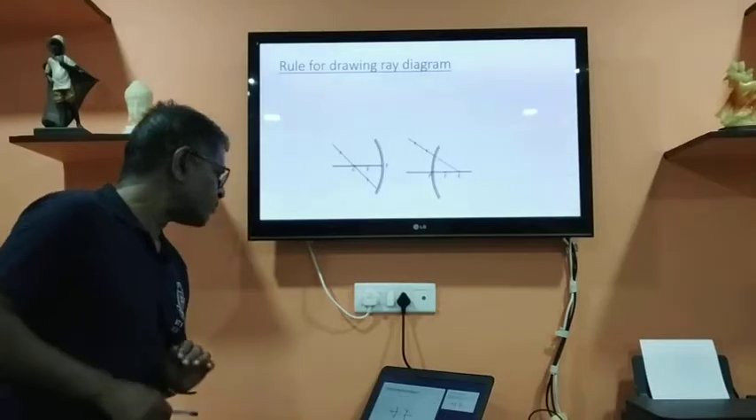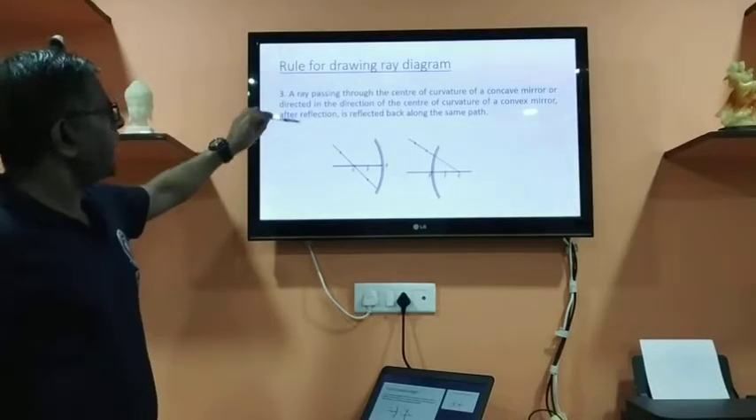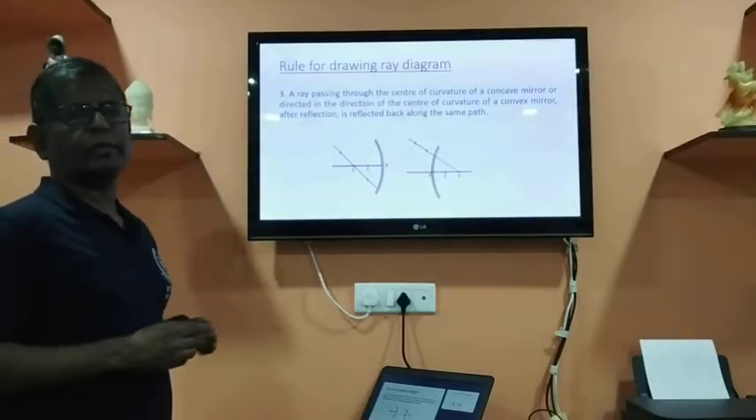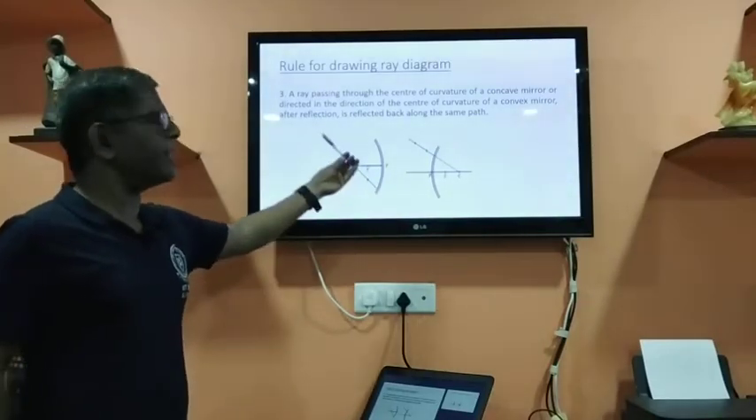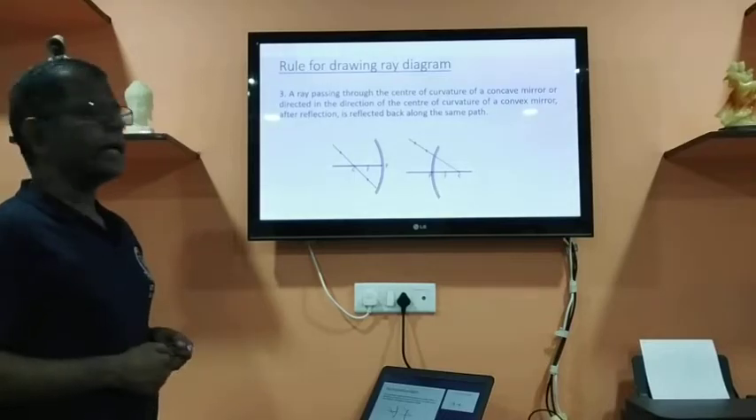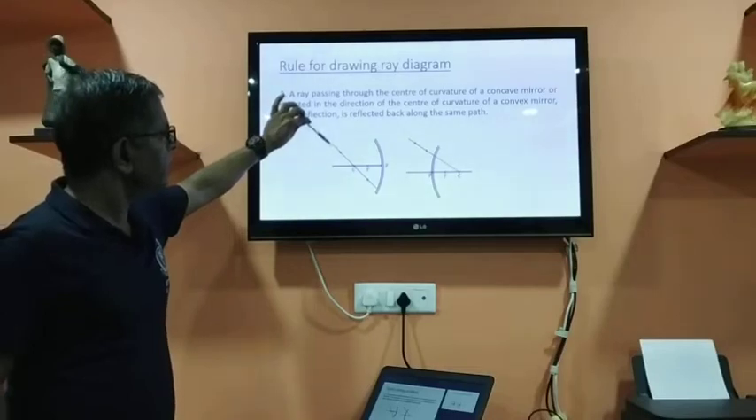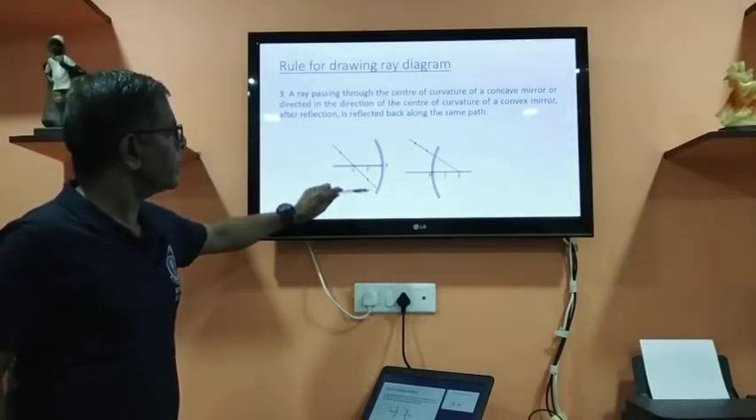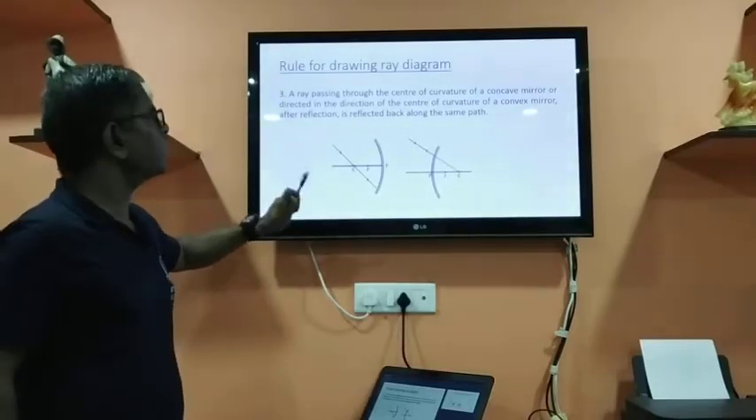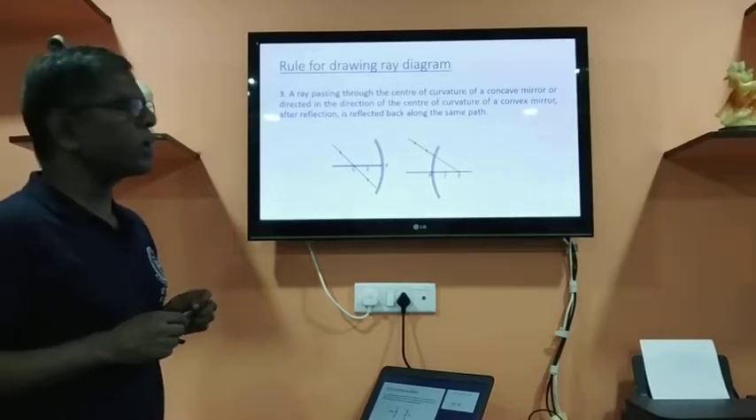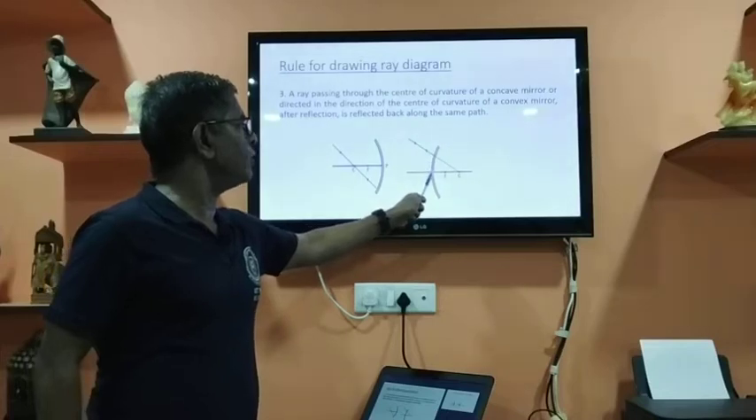Next is rule number 3. Rule number 3 says the ray passing through the center of curvature, after the reflection, will go back on the same path. It will retrace its path. Like if you see this center of curvature, which is twice the focal point, the light is incident on the mirror and it goes back on the same path. So this is rule number 3. The same case happens in case of a convex mirror.